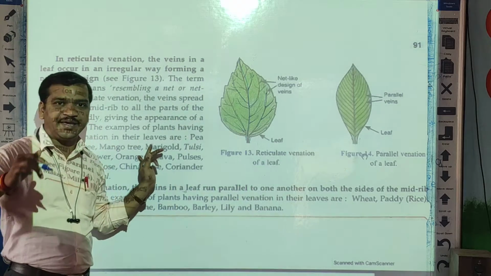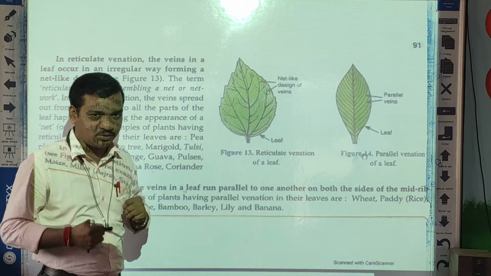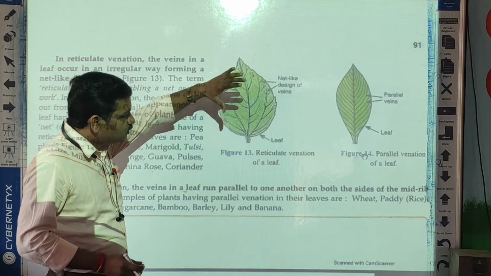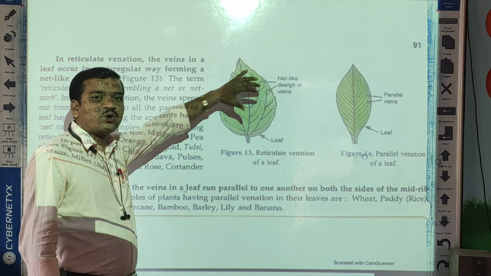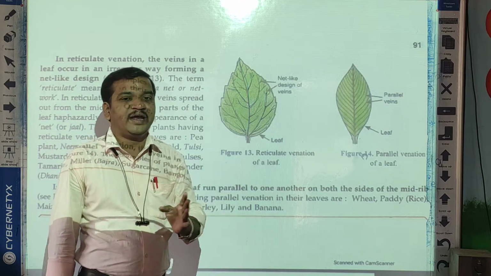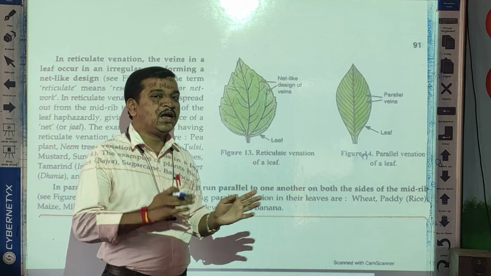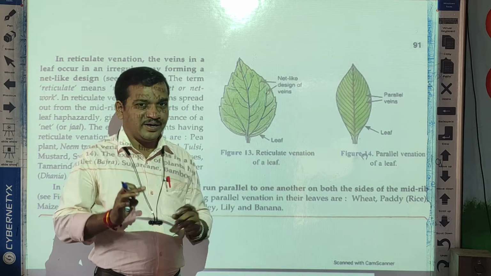When these veins run anyhow, they form a net-like structure, a netted structure. So such type of venation is called reticulate venation. So there are some plants that show the reticulate type of venation.